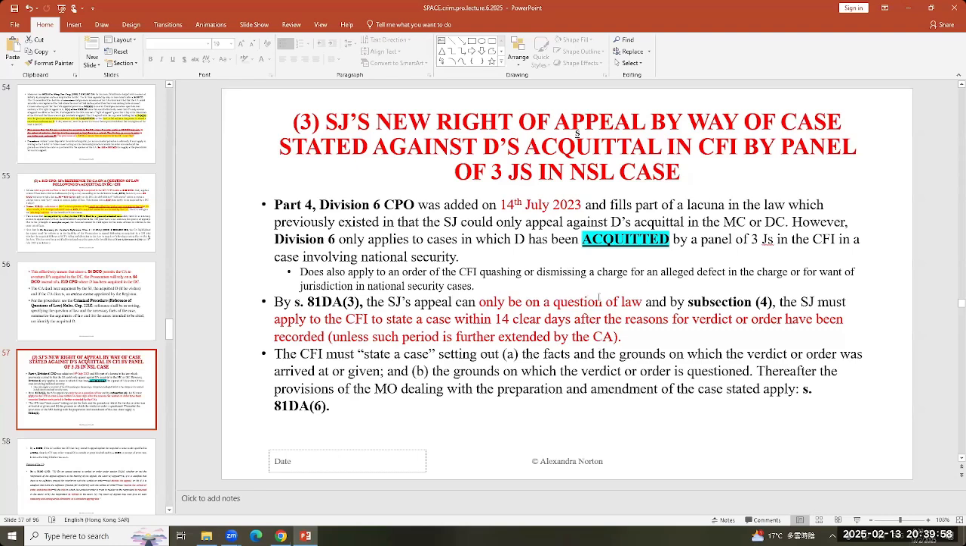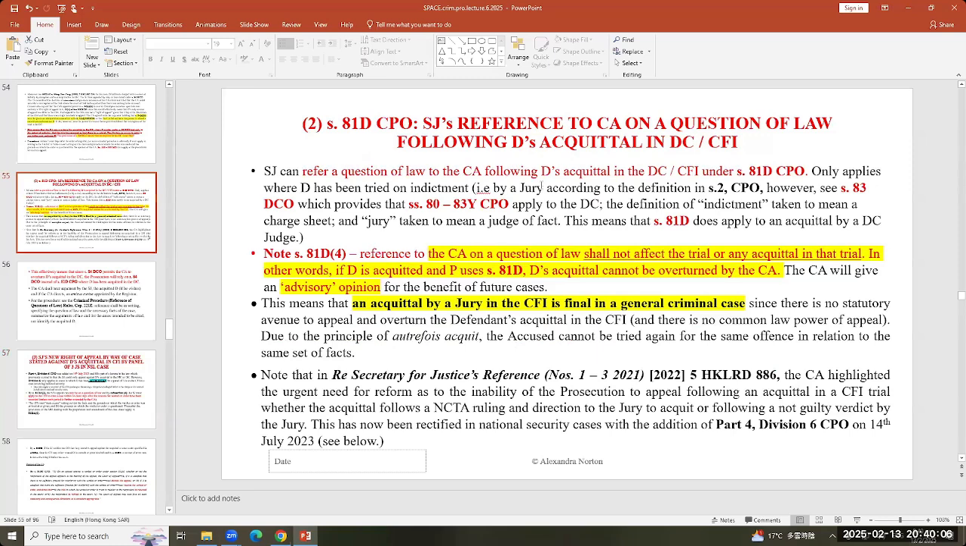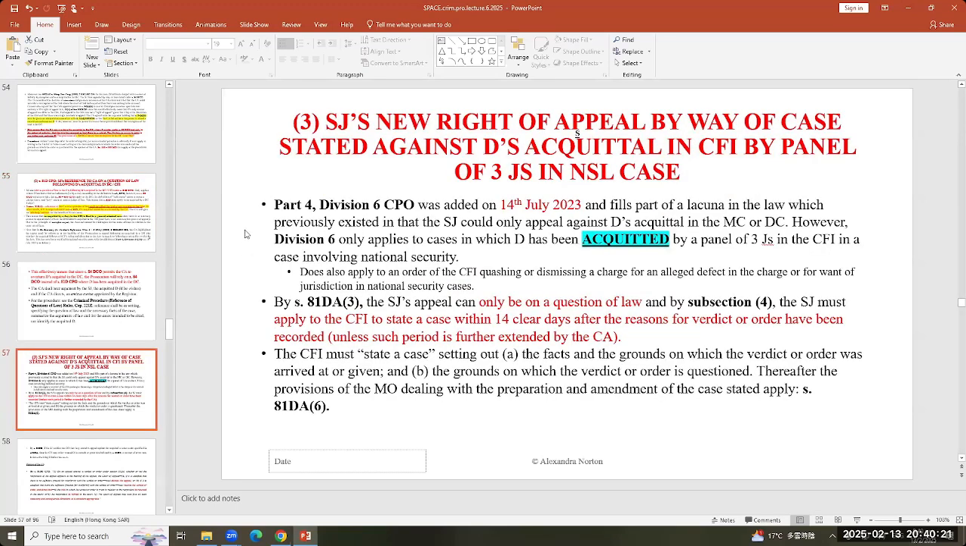But so far that hasn't happened. No one's been acquitted by the panel of 3 judges. There is still criticism of the fact that you can't appeal a jury acquittal. So there are calls for the law to be further reformed to give the SJ the power to appeal a jury acquittal. But so far, that hasn't been done.